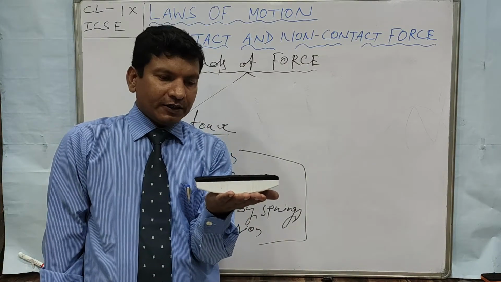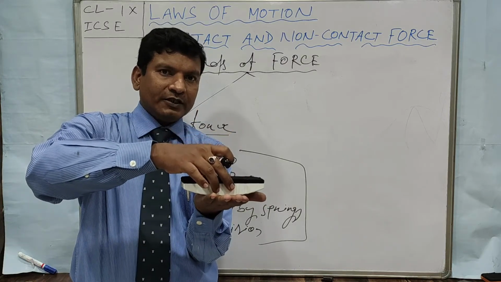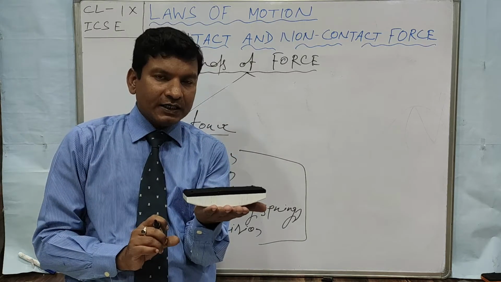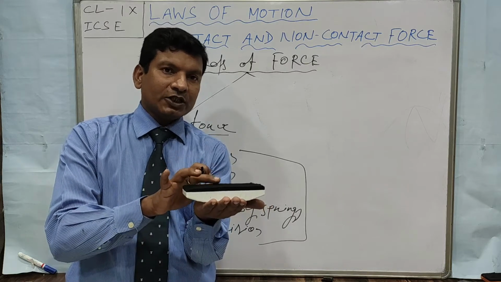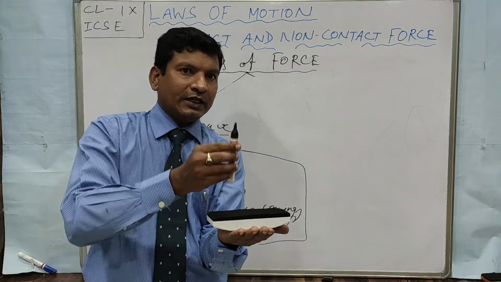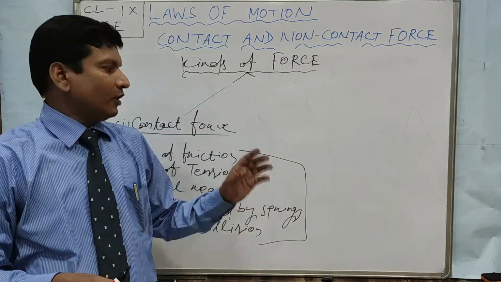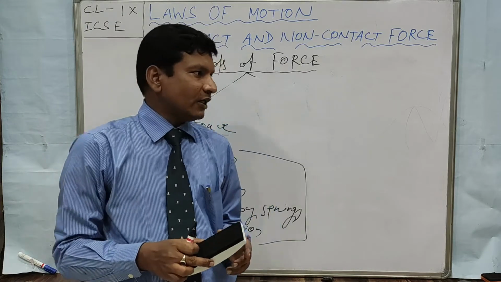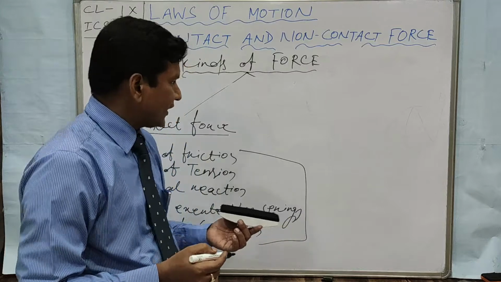Why? Because of the weight of the duster. What is the weight of the body? W is equal to m into g. The weight of the duster is being balanced by another force acting on the duster in the vertically upward direction, which is known here as the normal reaction. Are you understanding what is normal reaction? So I am showing you the diagram of this normal reaction force.